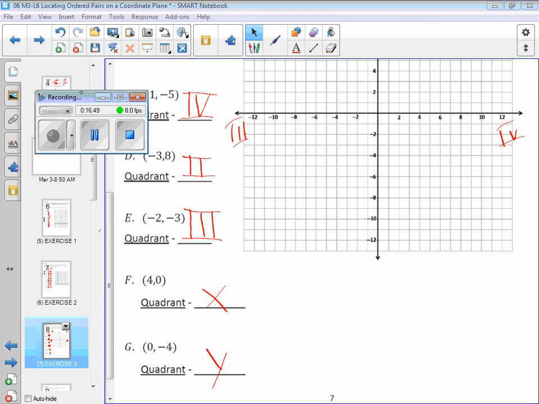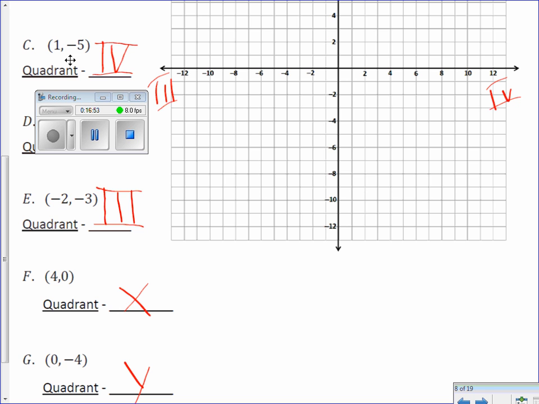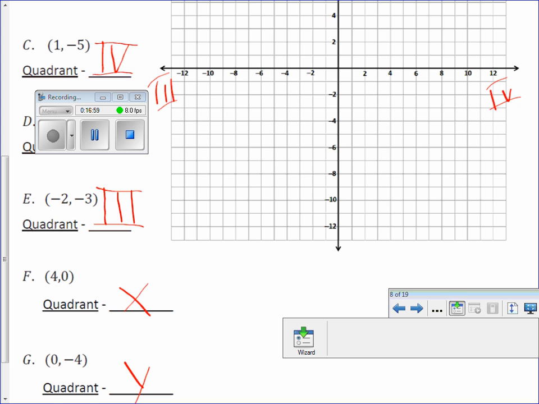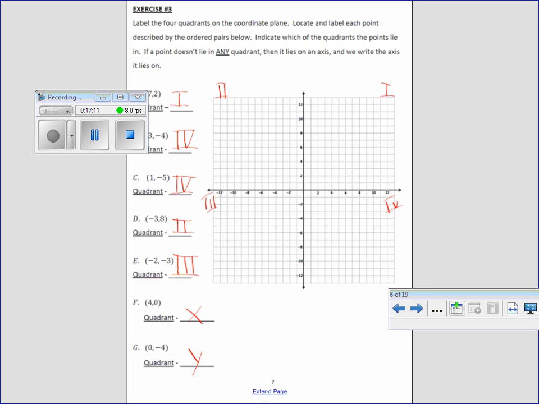Let me go to full screen so we can see it all at once. I think it's just easier. No, I don't want that. I want full page. Hold on a minute. Wait a minute. That's what I want. However, I want this off. Okay, take a look.